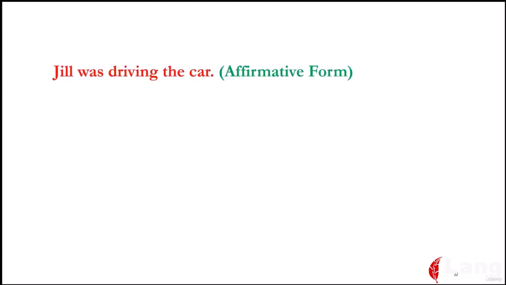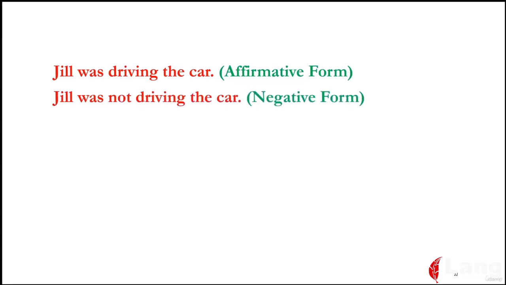Now let's look at this example. Jill was driving the car. This is the affirmative form. The negative form is Jill was not driving the car. The interrogative form is was Jill driving the car?